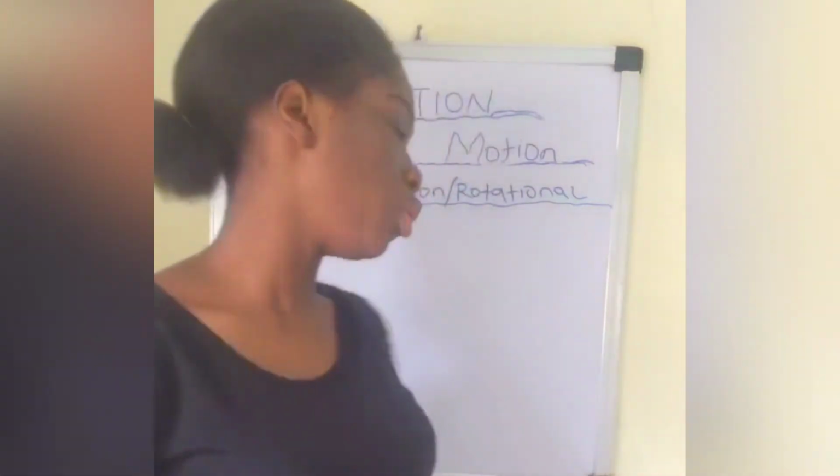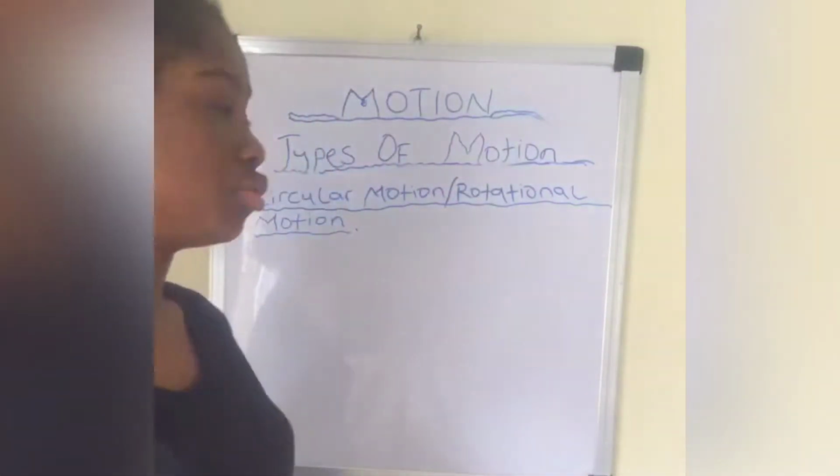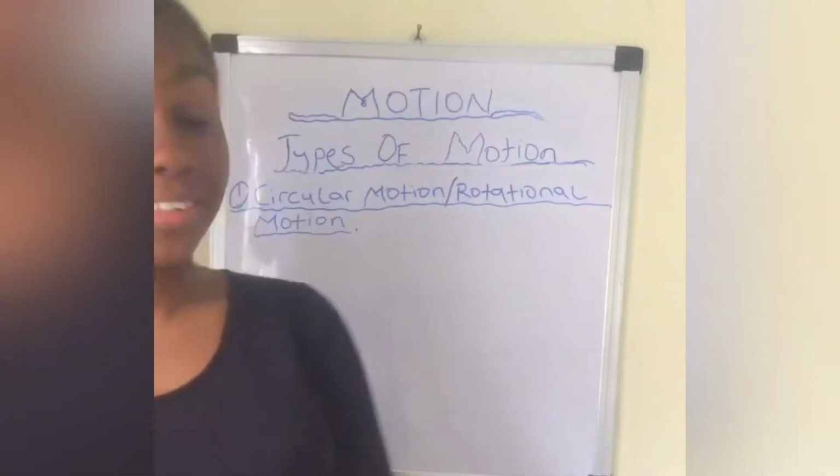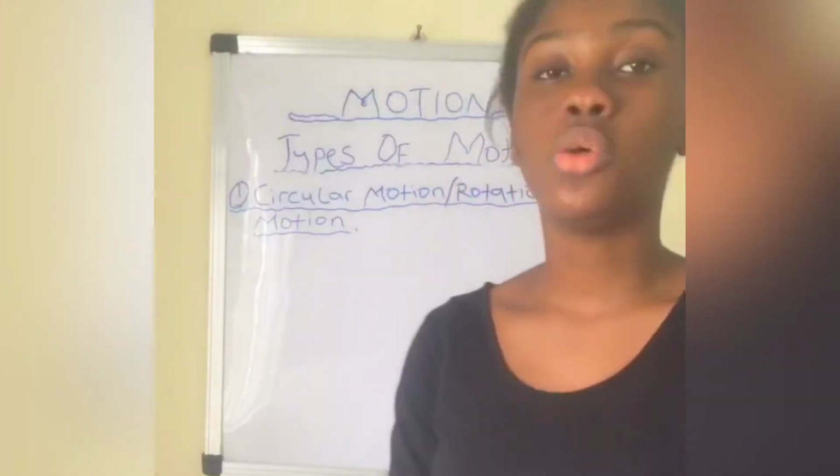So today I'm just going to continue on types of motion, and I'm going to be treating circular motion and rotational motion. Circular motion, I'll start with the definition. Circular motion is the movement of a body along a circular path.